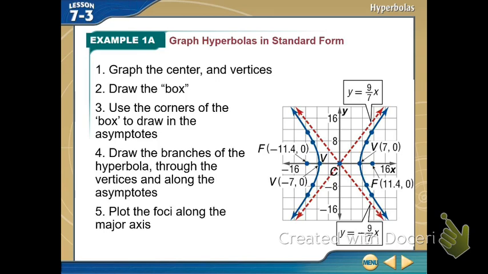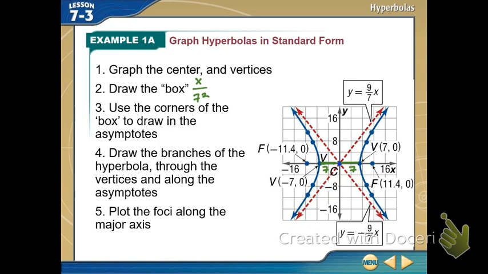Okay, so here's what my final graph looks like, and this is the way you're going to do it. You're going to start by graphing the center. So the first thing you're going to do is graph the center. There it is, right there, 0, 0. There's the center. Now we're going to draw the box. So remember how we were going to draw the box. Underneath x was 7 squared, so we would go 7 spaces out this way and 7 spaces out this way.